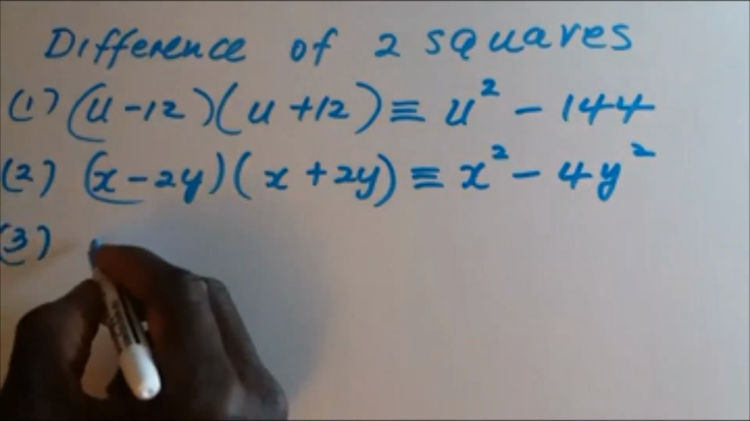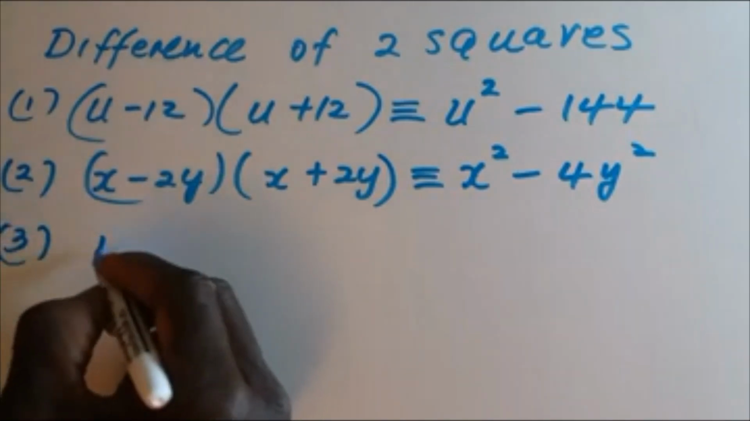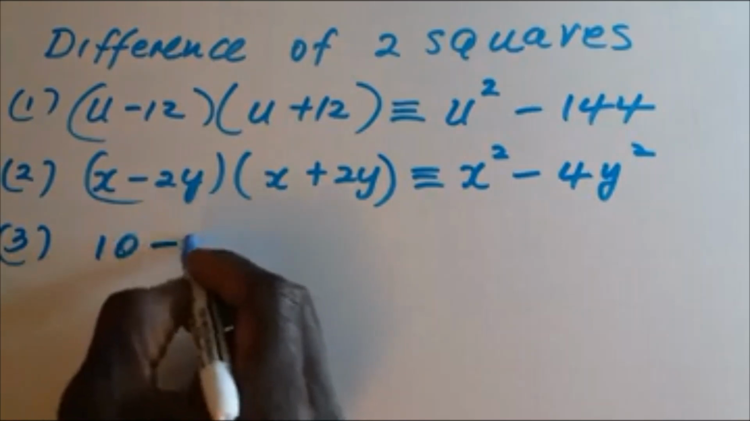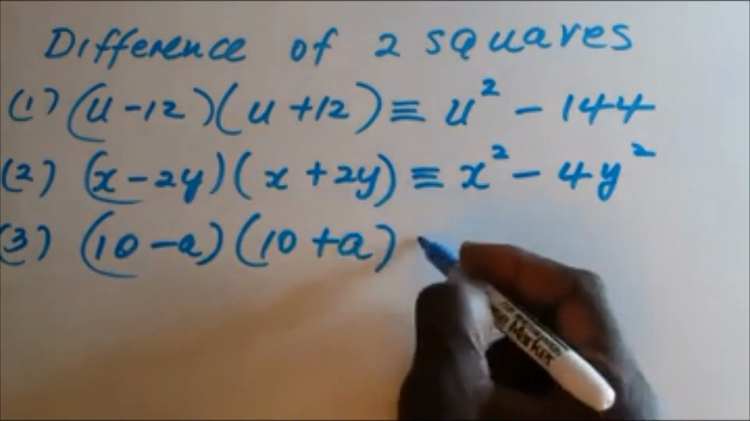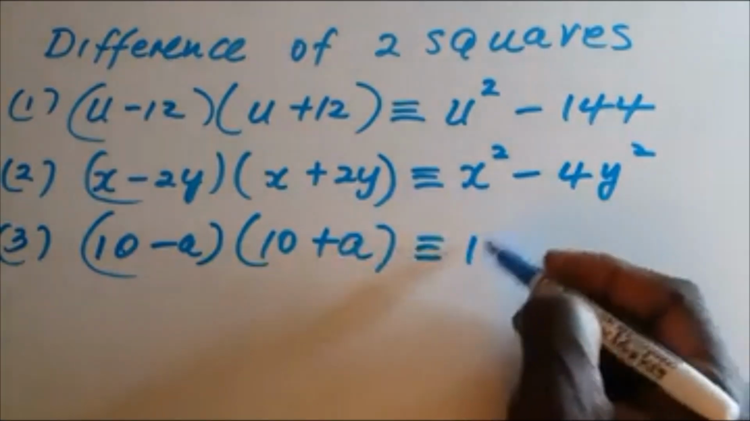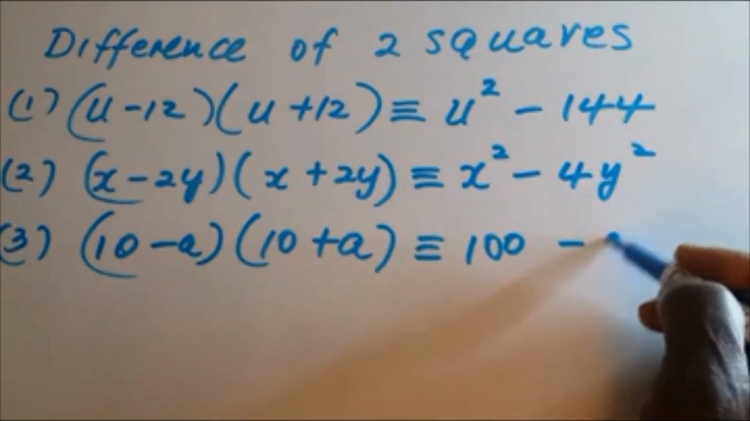And lastly, if we're given (10 minus a)(10 add a), it's equivalent to 100 minus a squared.